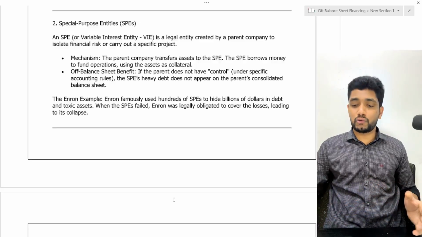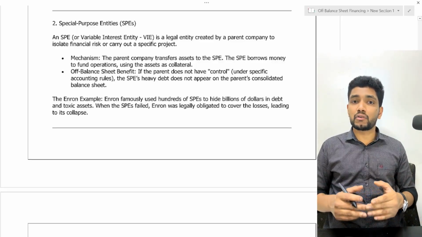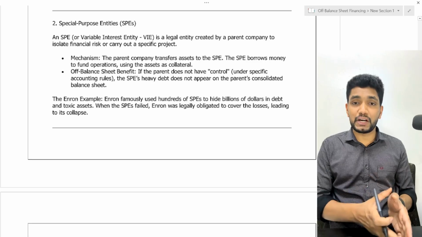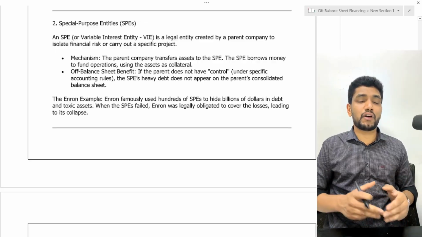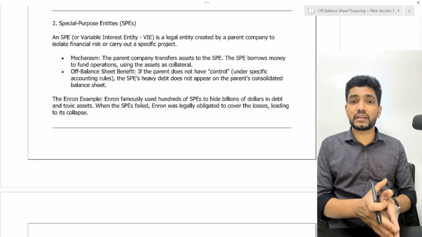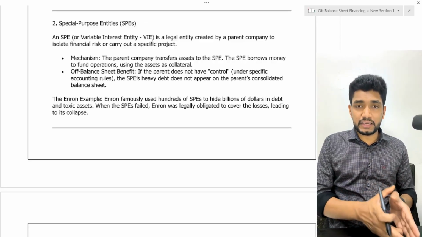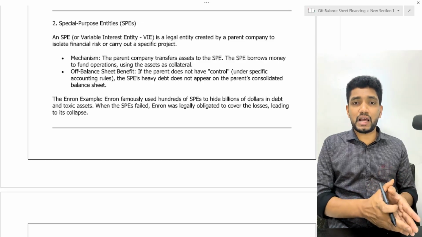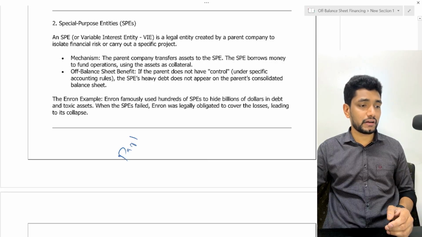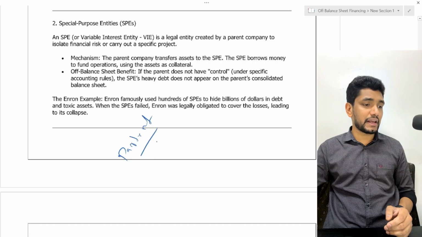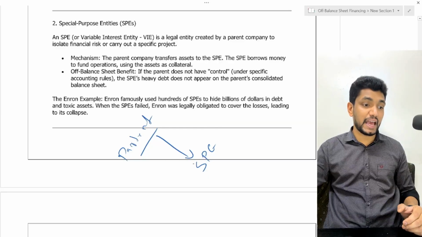Suppose a company wants to run a specific project that has high risk and includes high debt. Instead of doing it itself, that company can create a separate legal entity for this specific purpose, and by creating this, it can move that asset and related liability to the special purpose entity. So there is a parent company here, and this parent company creates a special purpose entity for a specific project which carries higher risk.